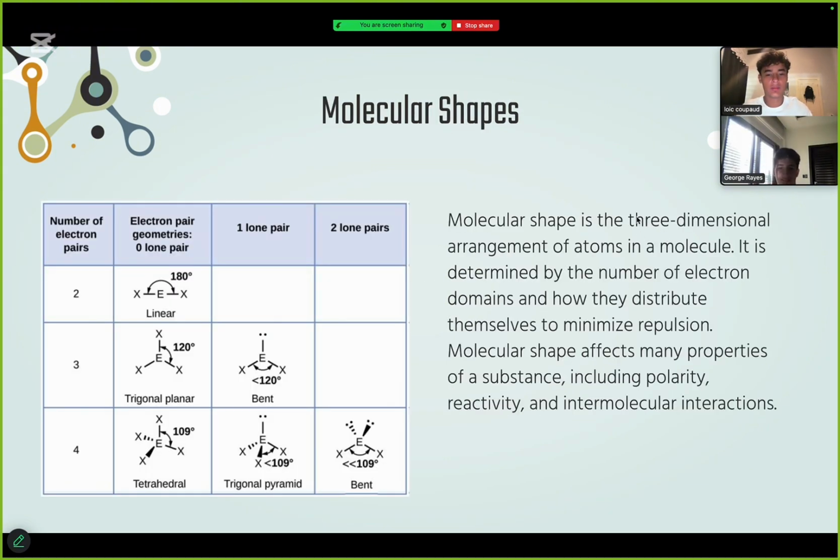Molecular shapes. Molecular shape is the three-dimensional arrangement of atoms in a molecule. It is determined by the number of electron domains and how they distribute themselves to minimize repulsion. Molecular shape affects many properties of a substance, including polarity, reactivity, and intermolecular interactions. Here are some examples of them on the side.